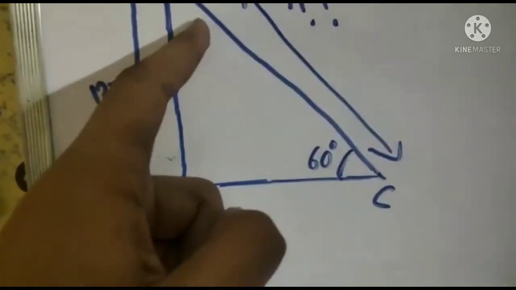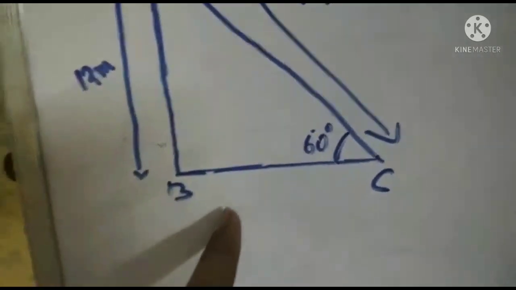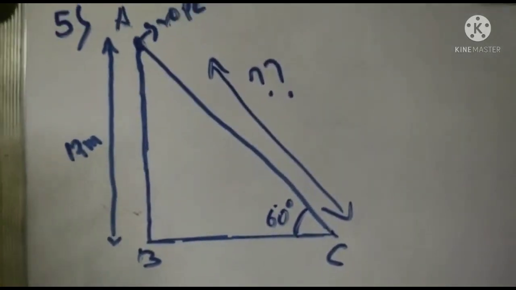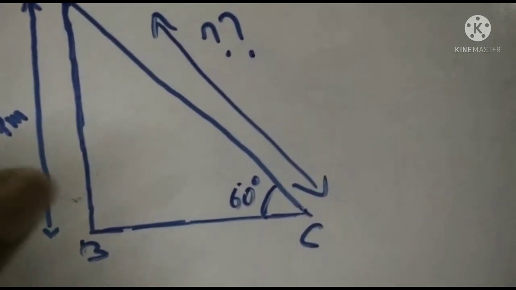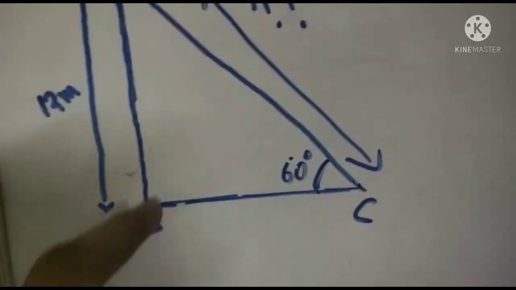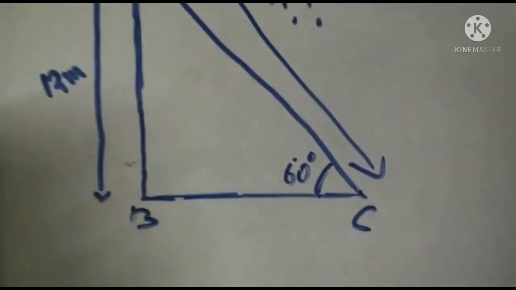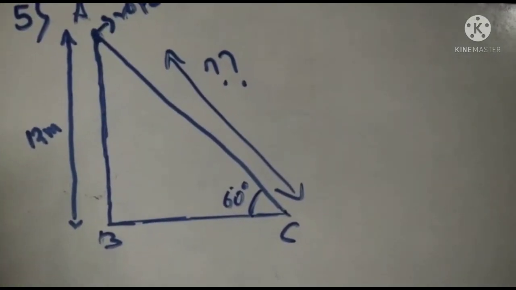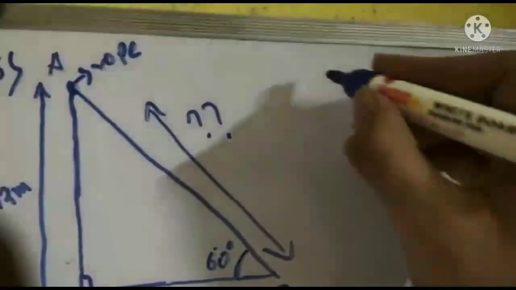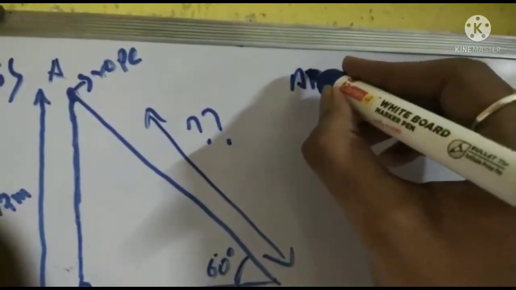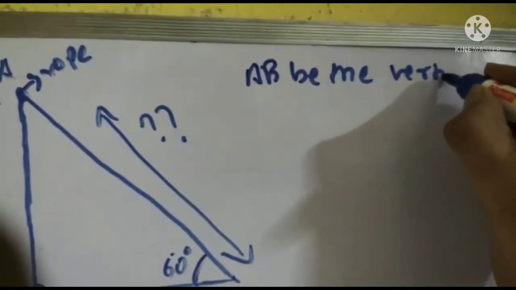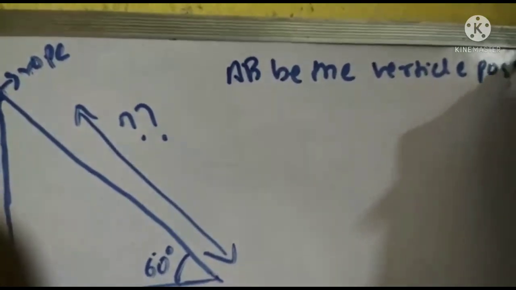And see, this length of the rope and the ground level makes an angle of 60 degree. So it is also given, 60 degree. Now see how to find the length of the rope when one side is given and one angle is given, and here angle B is 90 degree. Let's see how to solve this. So angle B is 90 degree, I have told. So here also I have to write that AB be the vertical post.